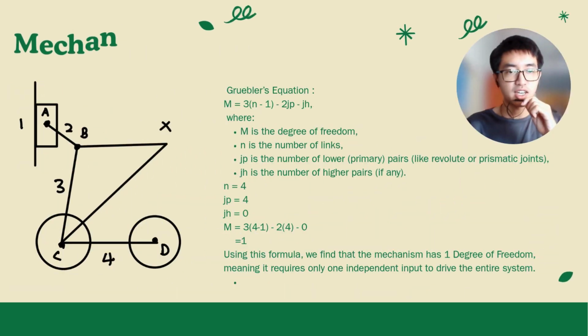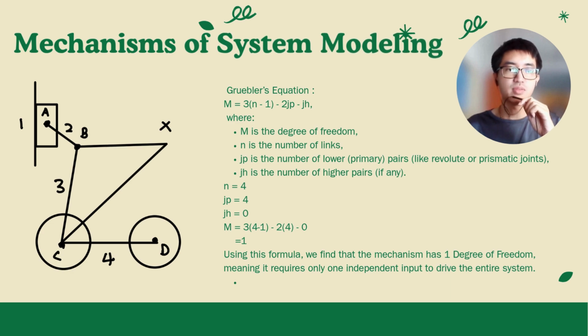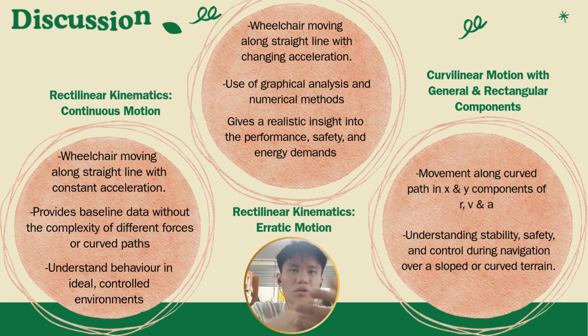For the results from the kinematic diagram, we can calculate the degrees of freedom of the wheelchair. The calculation can be done by Grubler's equation, where the formula is m equals 3 times n minus 1, minus 2 times the number of primary joints, minus the number of complex joints, where our links are 4, primary joints are also 4, and the complex joints are equal to 0. The result will be 1, which shows that our wheelchair will have only 1 degree of freedom. Next, we proceed to a discussion.